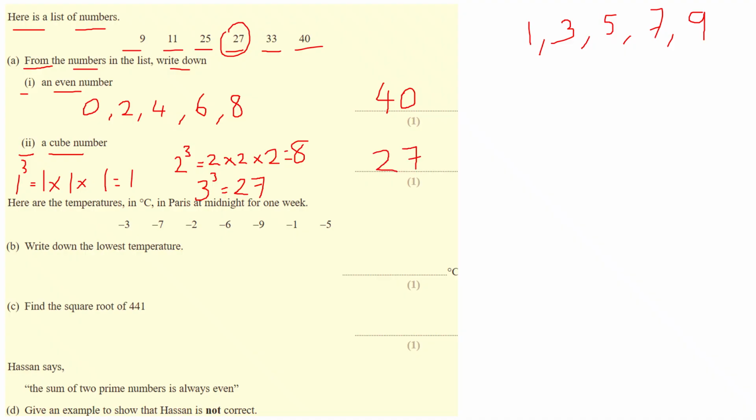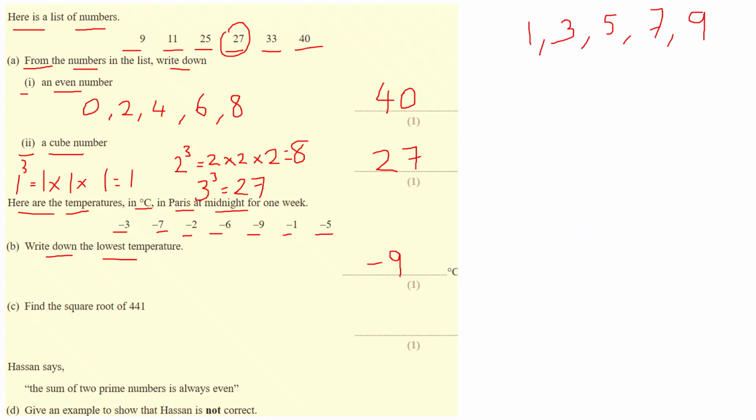Next up, it says here are the temperatures in degrees, I'm guessing Celsius, in Paris at midnight for 1 week: -3, -7, -2, -6, -9, -1, -5. Part B, write down the lowest temperature. Lowest temperature is the smallest number. That'll be -9.